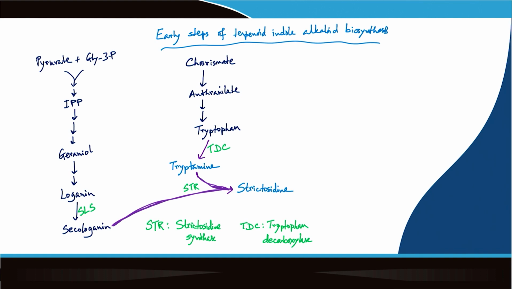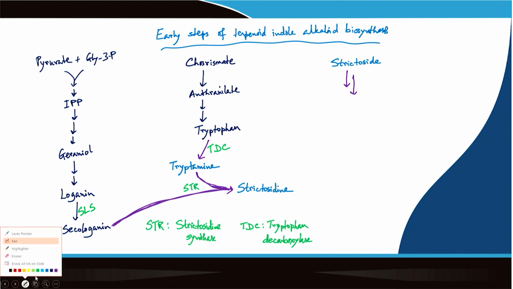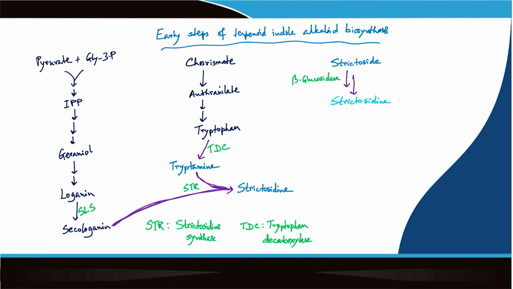Okay. So, now strictosidine is basically a molecule containing a sugar or glucose. So, strictosidine I will put it in this side. Okay. By the action of an enzyme called beta glucosidase, it is converted into strictosidine aglycone. And this is basically a very active molecule, because this is subsequently converted into different products.